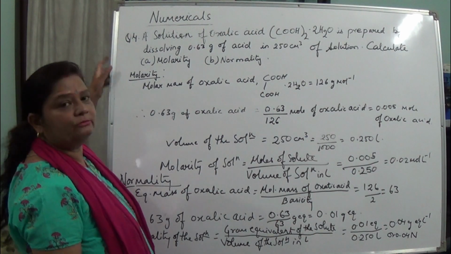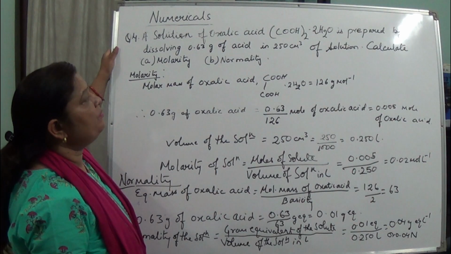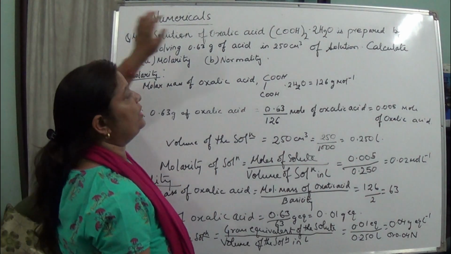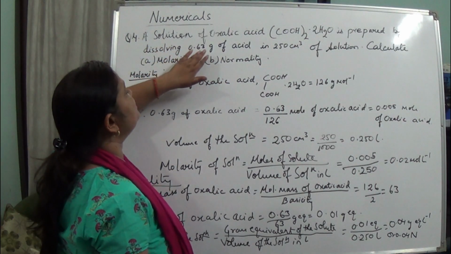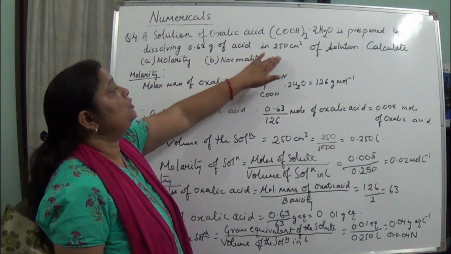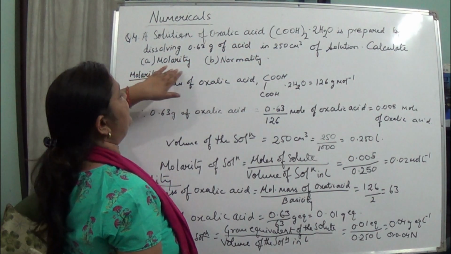Question number 4. This is a question of molarity and normality. A solution of oxalic acid, what is its formula? COOH whole twice dot 2H2O is prepared by dissolving 0.63 grams of acid in 250 centimeter cube of solution. Calculate the molarity and the normality.